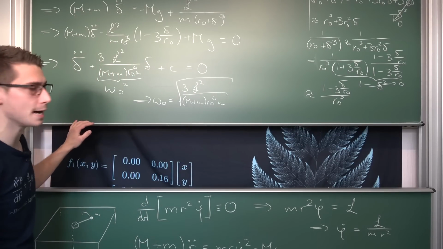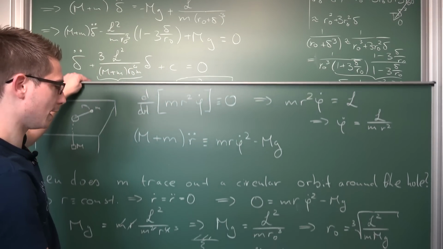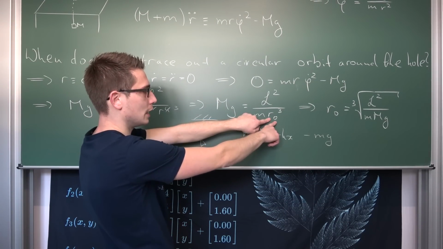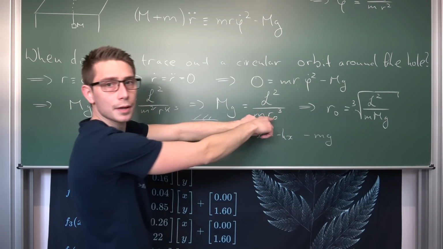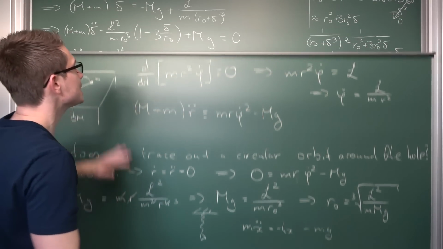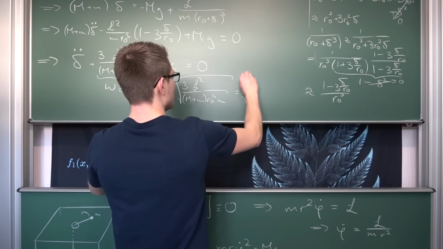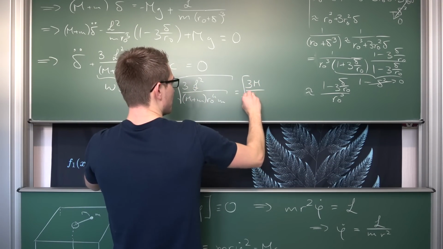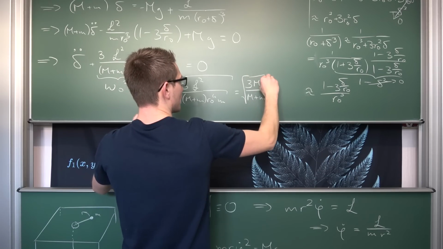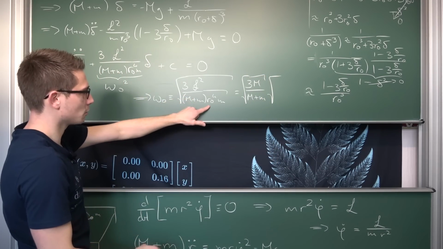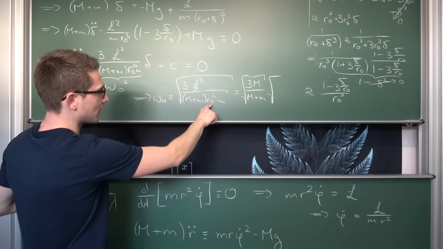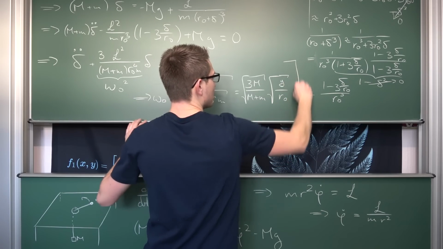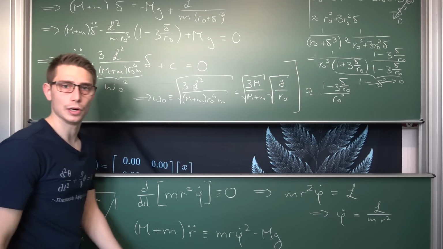And also you can split this up a tiny little bit more because we know by this equation right here that our L squared divided by m R naught to the third power is m times g, meaning overall this right here is going to turn into the square root of 3 times capital M divided by m plus m times the square root of, and we are going to be left with an R naught term down here, and also we're going to have a g term here. And this right here is the frequency of our system.